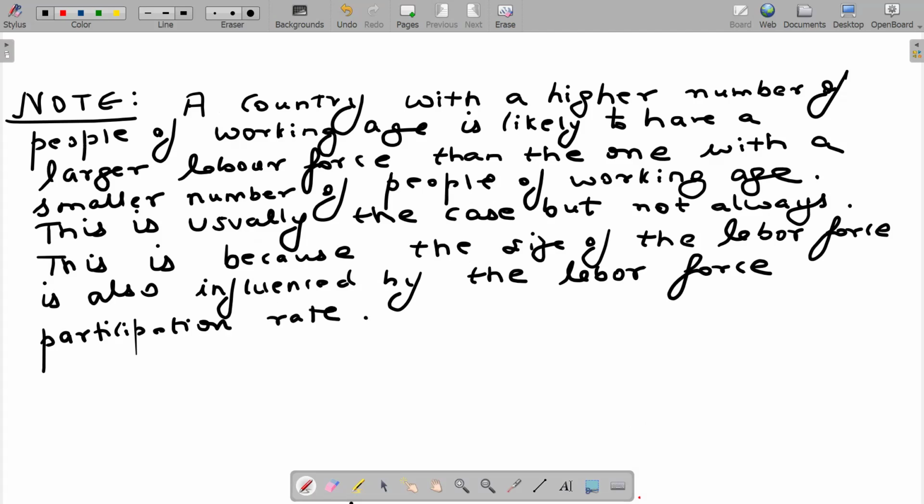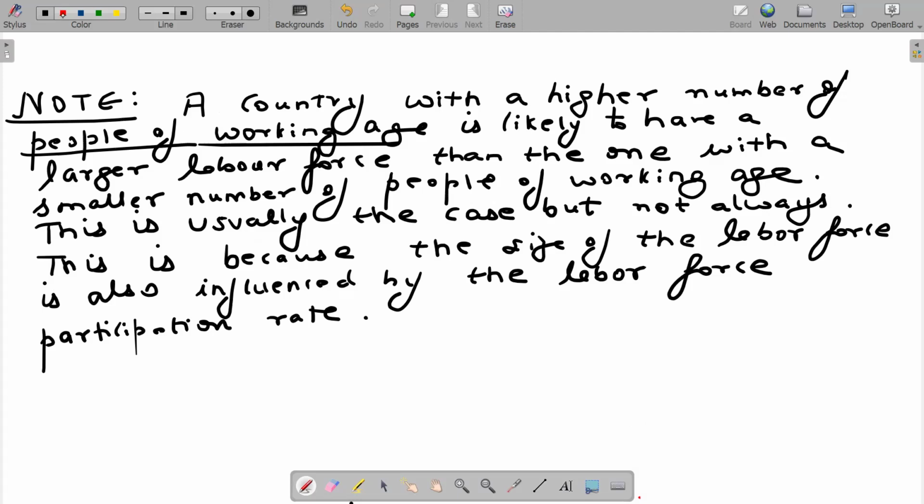Remember, students, the size of the labor force not only depends upon how many people are there in the working age, it also depends upon how many people are willing to participate. It may be possible that an economy has a lot of people in the working age, but many of them don't want to participate in working. They want to do a PhD, or they want to retire early in life and enjoy their life.